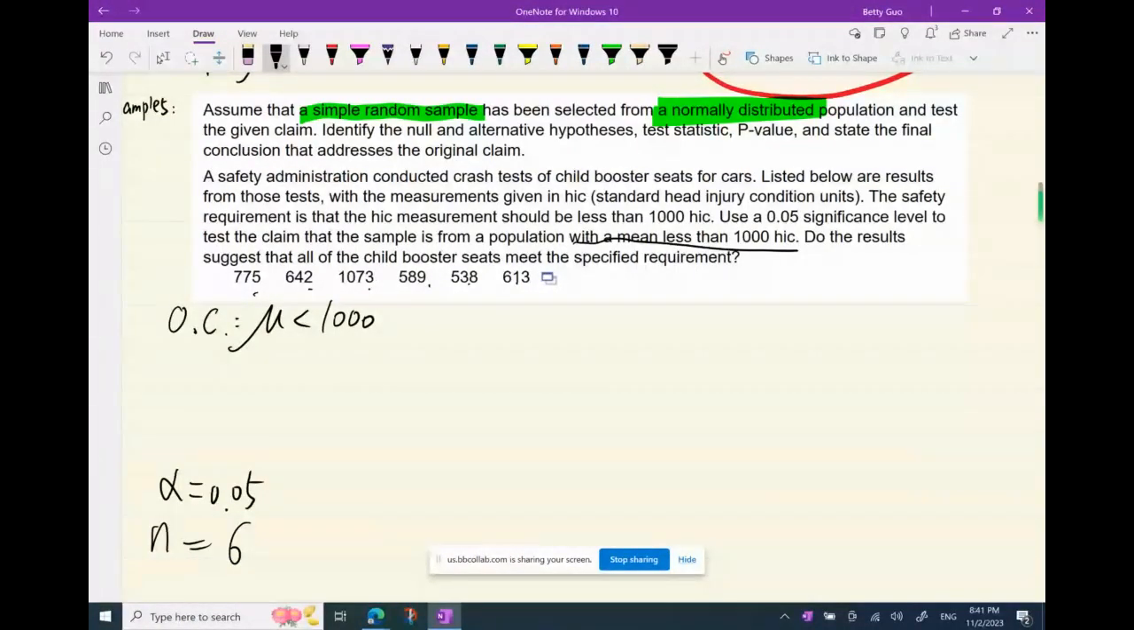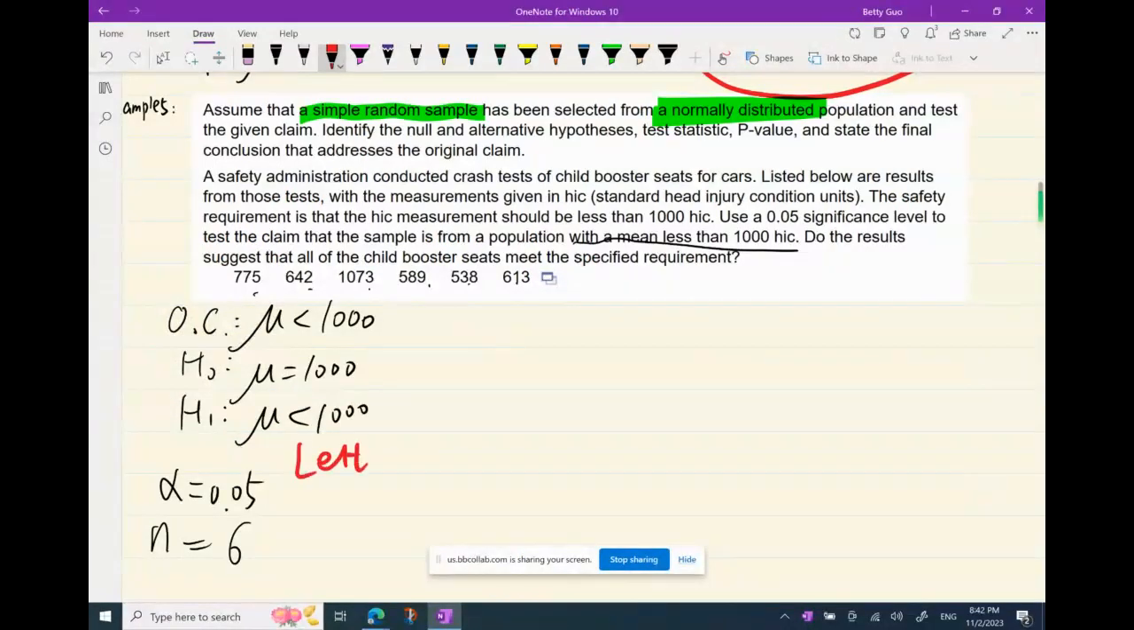Because the population is normally distributed. Okay, so the original claim is identified. Null and alternative: null is always equal. Alternative is the same as the original claim. In this case, mu is less than 1,000. So this is a left tail test, right? Left tail test. Okay, so let's use a calculator.